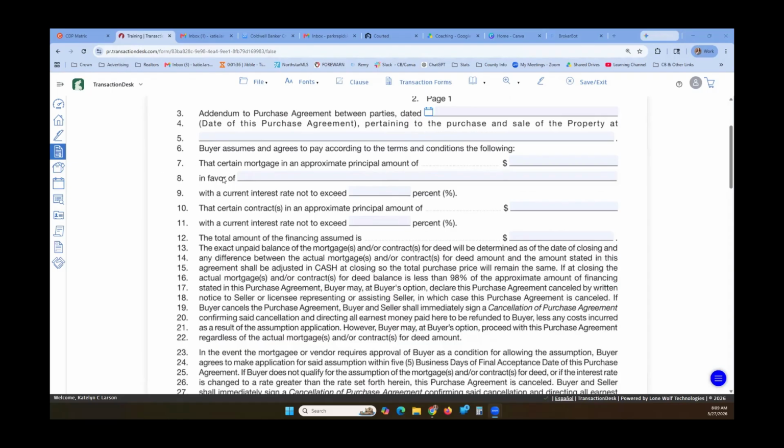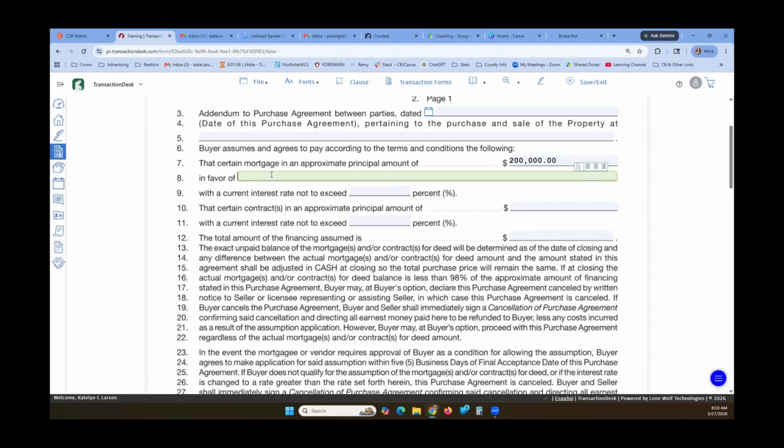Lines 7 and 8 and 9 are talking about the current mortgage that the seller has on the property. It says that certain mortgage in an approximate principal amount of blank, you fill in an amount here. Let's say it's 200,000. Now, this is the amount that is left on that assumable loan. This is not the purchase price. The purchase price could be 300,000, but 200 of that is part of this assumable loan. So this is the assumable part.